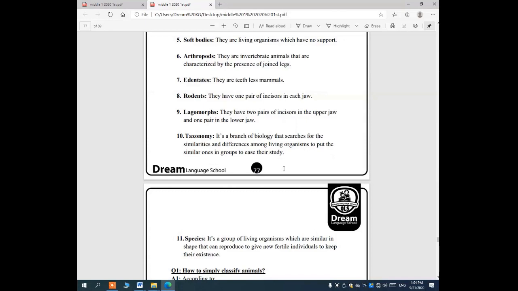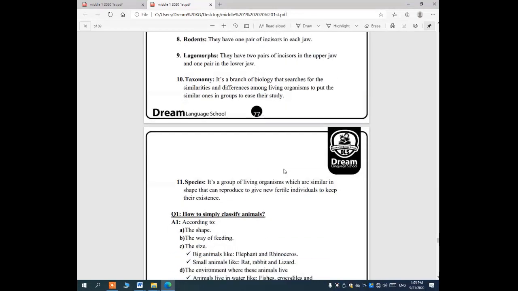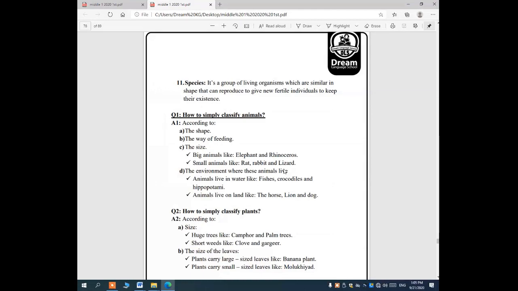We have something called taxonomy. What is meant by taxonomy? We talked about it before. It's a branch of biology that searches for the similarities and differences among living organisms to put similar ones in groups to ease their study. Okay? So the branch of biology is taxonomy. We have something called species. A species is a group of living organisms which are similar in shape and can reproduce to give a new fertile individual to keep their existence.